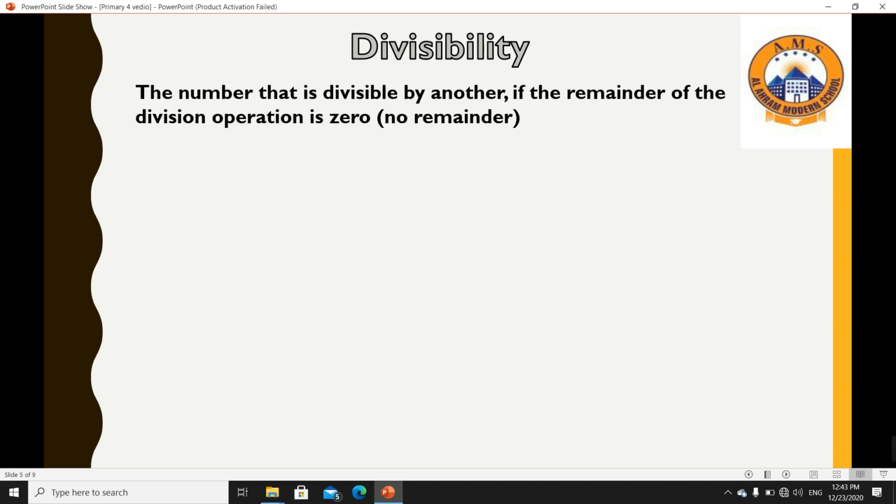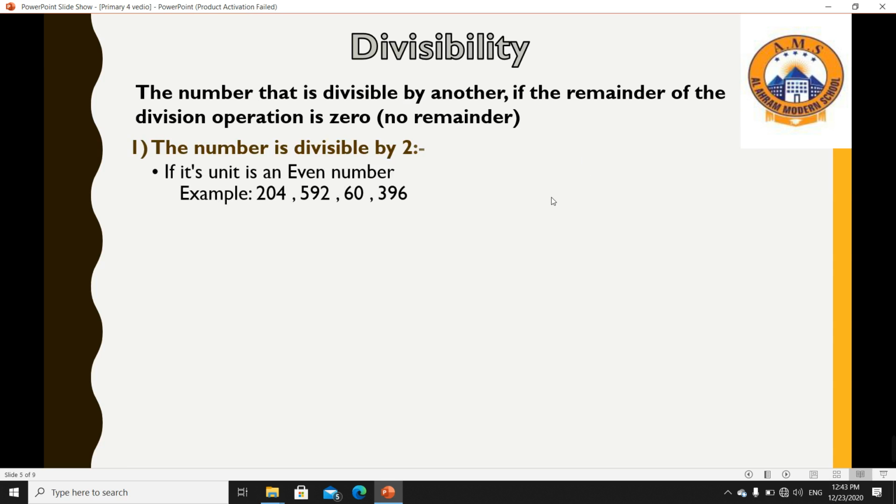Now I will start my second lesson. It's called divisibility. Divisibility is very near to the multiple. What is the meaning of divisibility? A number is divisible by another number if the remainder is 0. So if I make long division or any division operation and my remainder is 0, I have reached my happy end. That means this number is divisible by my divisor.